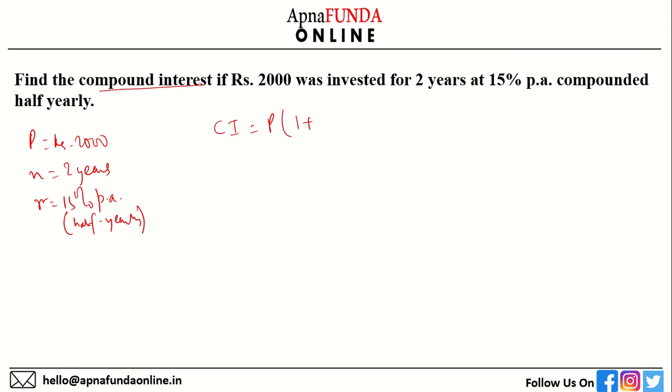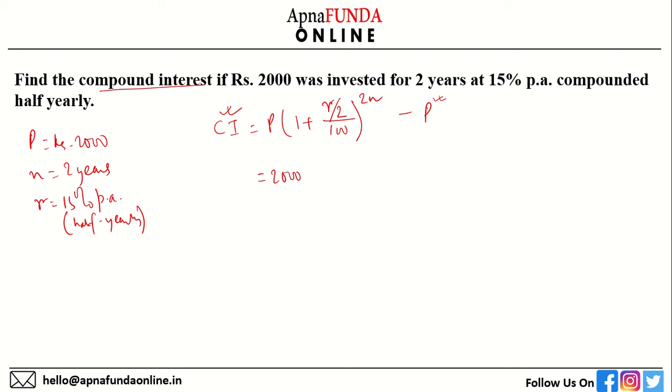So coming back, compound interest is equal to principal into 1 plus. Now rate of interest gets half. So R by 2 divided by 100 whole to the power of the time period gets doubled, 2n, minus principal. Correct? I hope you're able to follow. We are not calculating the amount. This is the compound interest. So that's why we did minus principal. Okay, now let's solve this.